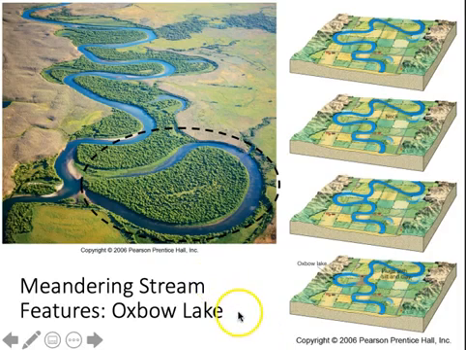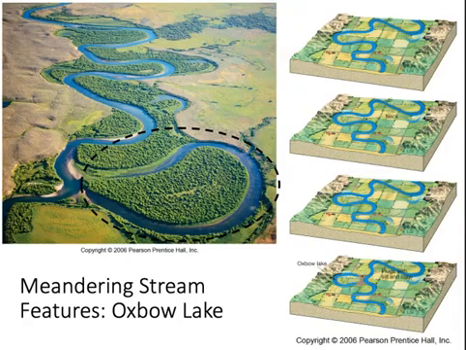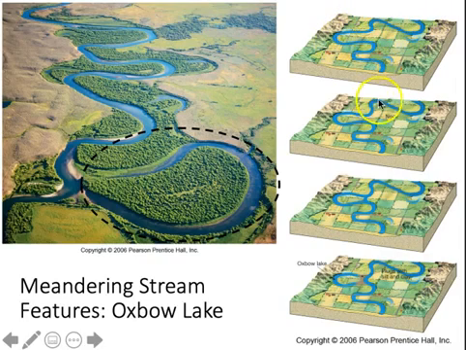Oxbow lakes are another feature that's unique to meandering rivers. They form when a meander becomes so sinuous that it cuts itself off. The stream abandons the longer curved path for a new, more straightforward path. So we see how that might develop over time here. The meander loops become more and more sinuous, eventually cutting themselves off in this case, and the stream takes the shorter path. Water isn't flowing here, so it becomes a lake.